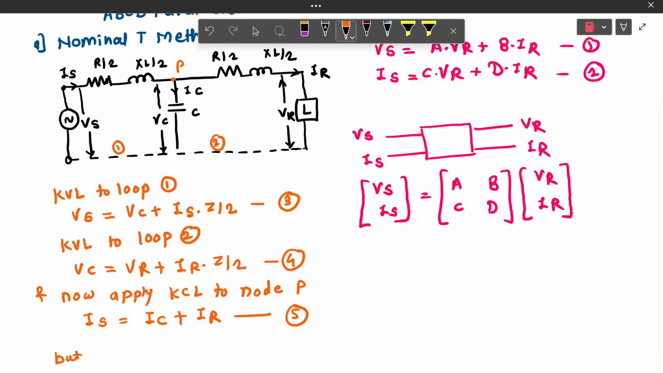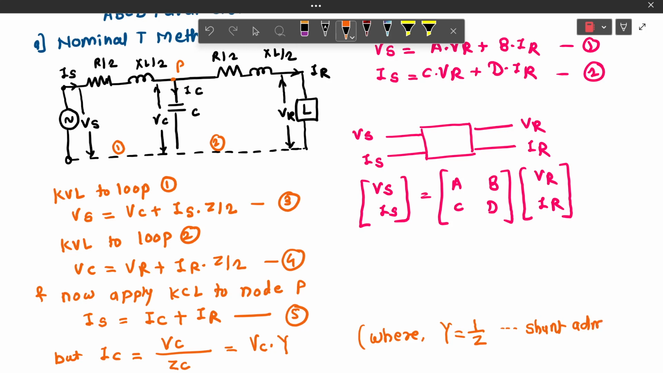Equation number 5. But if we see, Ic can be written as Vc upon Zc, where total impedance across it is Zc. So we can write Vc upon Zc as Vc into Y, where Y is nothing but shunt admittance and given by 1 by Z. Y is equal to inverse of impedance and named as shunt admittance. It is measured in Siemens.